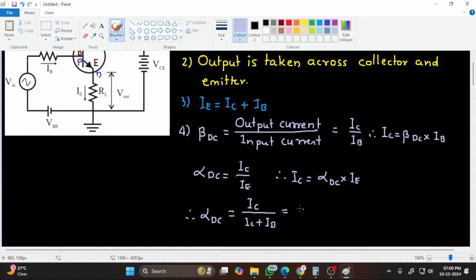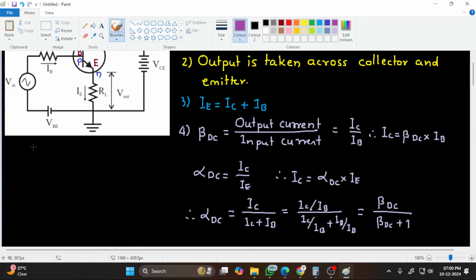and if we divide everything by IB, it will be IC upon IB divided by IC upon IB plus IB upon IB. Means we are dividing here numerator and denominator of this equation by IB. IC upon IB is beta DC. So it is beta DC divided by, again IC upon IB is beta DC, IB upon IB is 1. So alpha DC is beta DC upon beta DC plus 1.